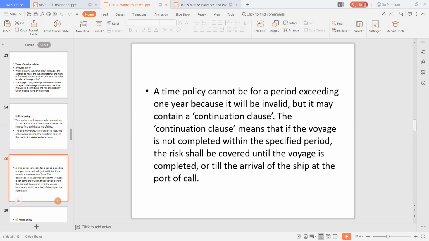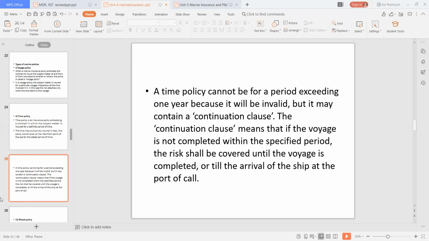A time policy cannot be offered for a period exceeding 1 year because it will be invalid, but it may contain a continuation clause. What do you mean by continuation clause? The continuation clause means that if the voyage is not completed within the specified period, the risk shall be covered until the voyage is completed or till the arrival of the ship at the port. So it's 1 year only. Once the voyage doesn't complete, the continuation clause will operate.